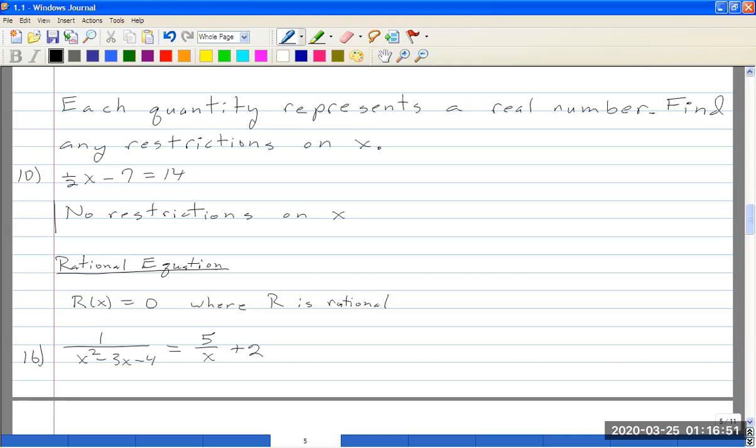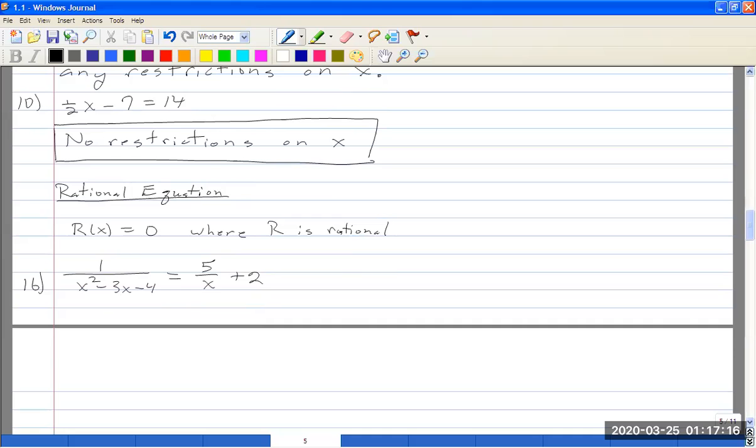X could take on any value which satisfies this equation. So I can't say X can't be zero because I'm dividing by X, or maybe X can't be negative because I'm taking a square root. A rational equation is just a rational expression equal to zero. And so if you can put an equation in this form, we call it a rational equation.